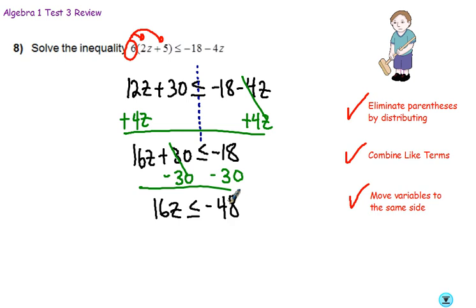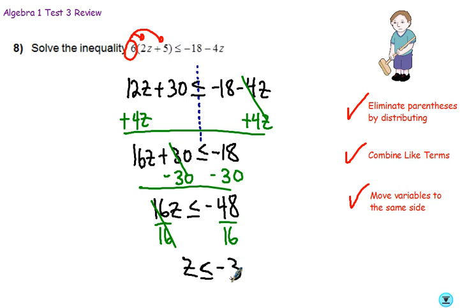And then I need to divide both sides by 16. So divide by 16, and I get z is less than or equal to 16 goes into 48 3 times, right? Like 16, 32, 48, right? That's 3 times. Signs are different, so that would be a negative 3.